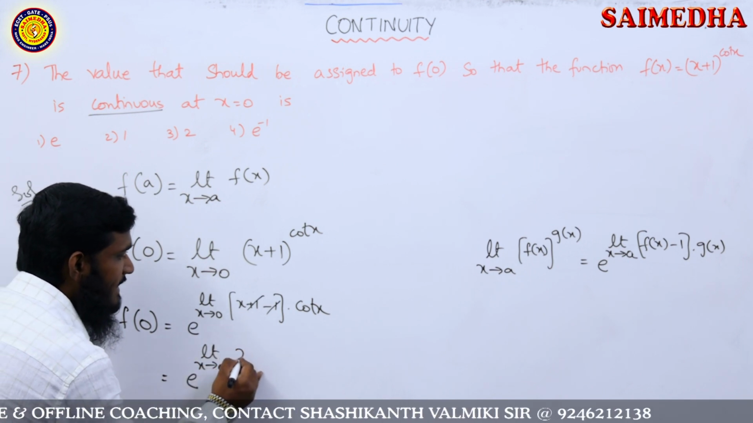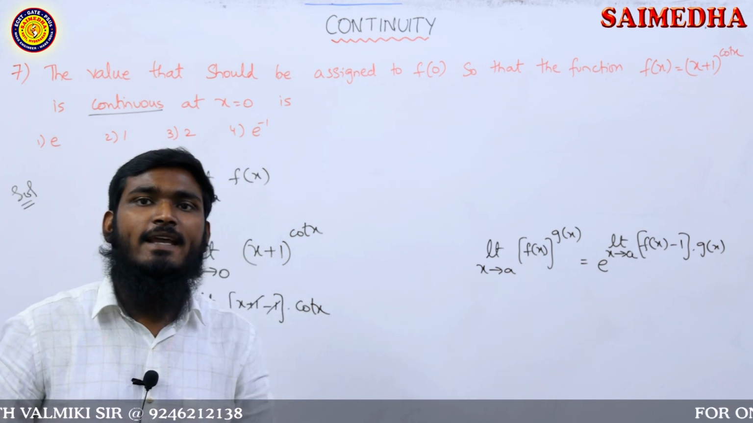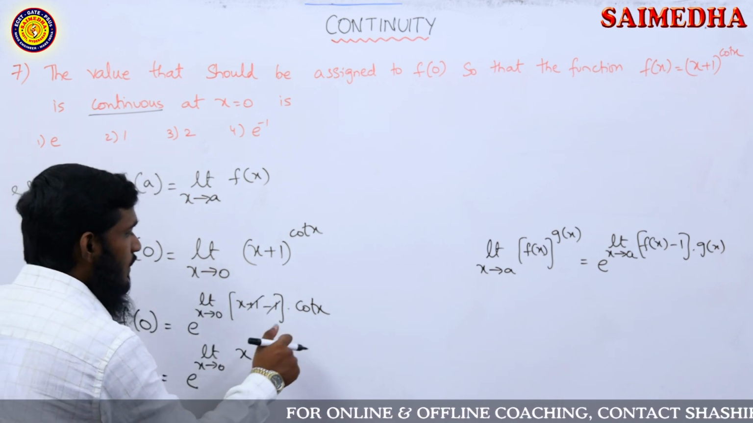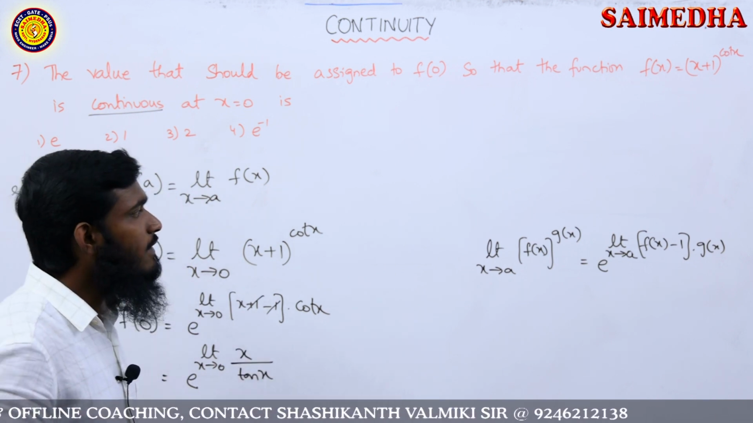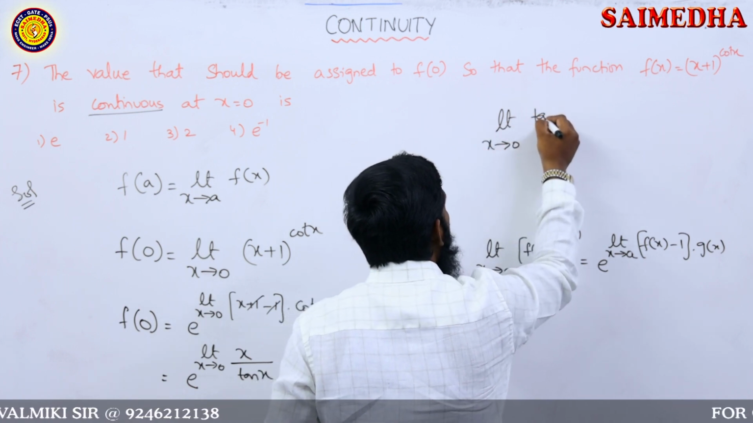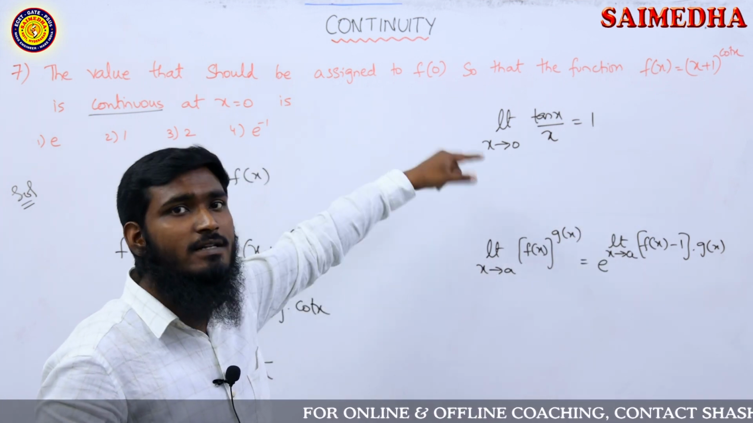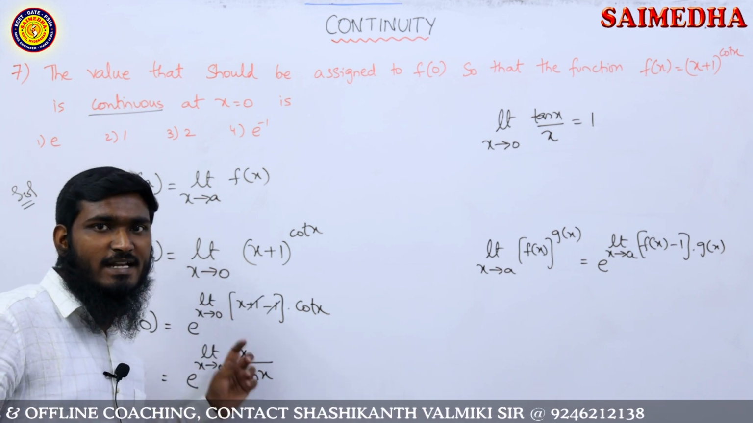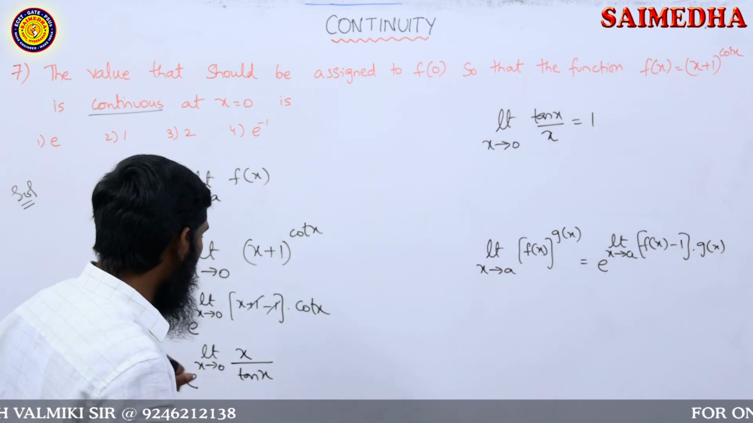What is left here? x is left, into cot x. Can we write cot x as 1 by tan x? Yes, obviously. So x into 1 by tan x means x divided by tan x. Understood? Now we have one identity: limit x tends to 0 of tan x divided by x equals 1. But here we have x divided by tan x, which is the reciprocal, so the answer is also the reciprocal. 1 by 1 equals 1 itself.